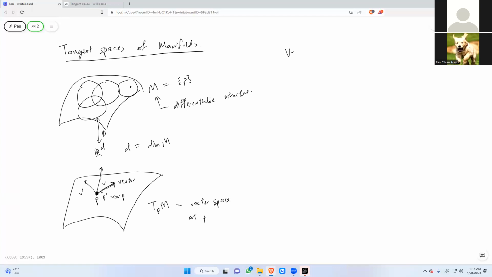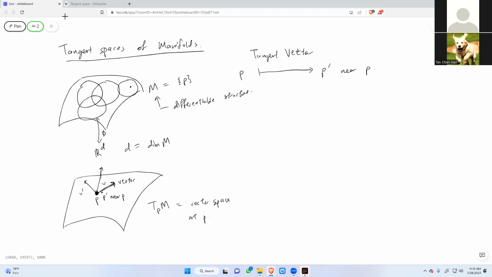The key idea is that a tangent vector should be able to get us from a point P and essentially map it to another point P prime near P. But how do we do this when the tangent space lives at point P? So we're actually going to use the differentiable structure on the manifold.